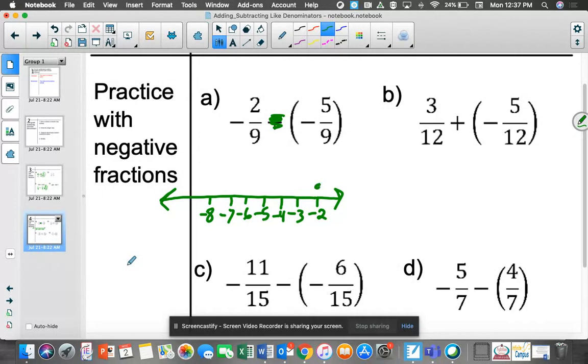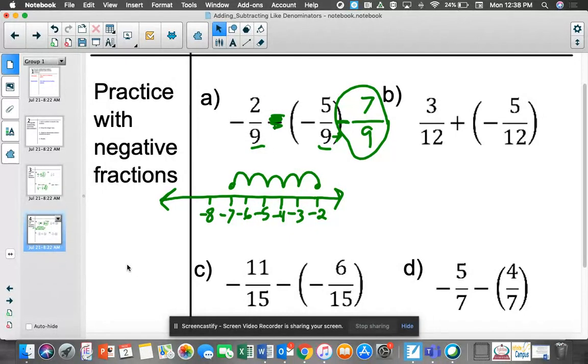So I'm starting at -2. I am subtracting 5. So I'm going to go over 5 places, and I know I'm going to the left because I'm subtracting. 1, 2, 3, 4, 5. So I know my numerator is going to be -7. I make sure I get the negative out in front. And I know my denominator is the same. I just move that over. So my answer is negative 7/9.